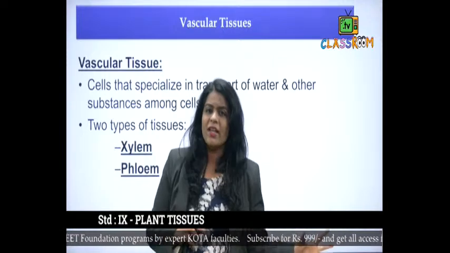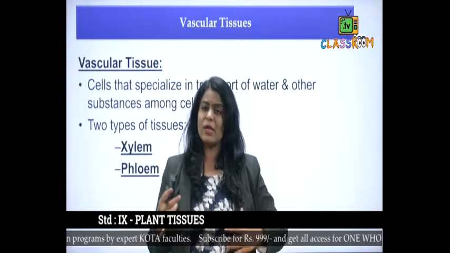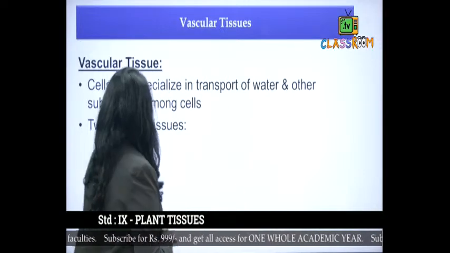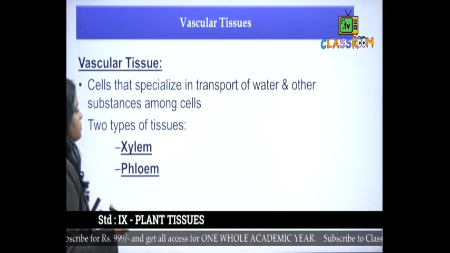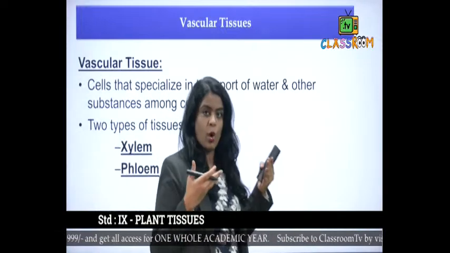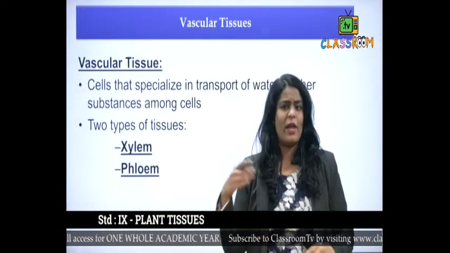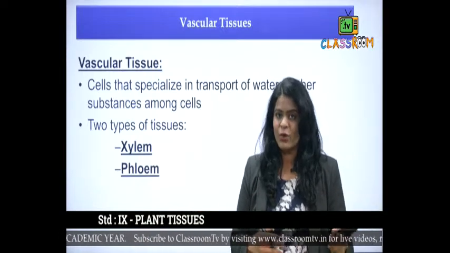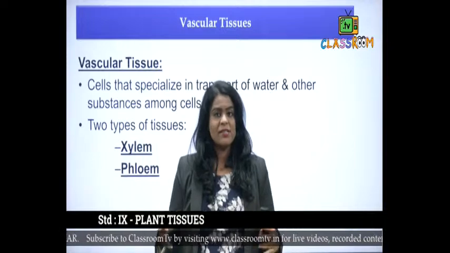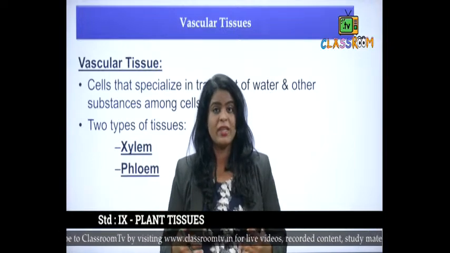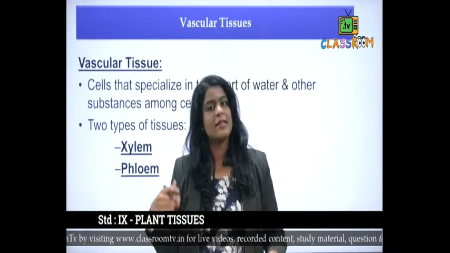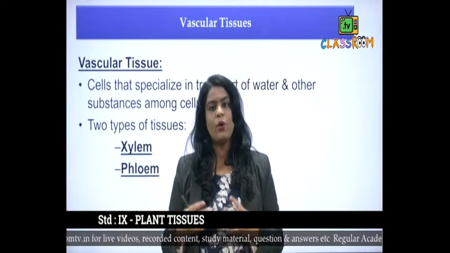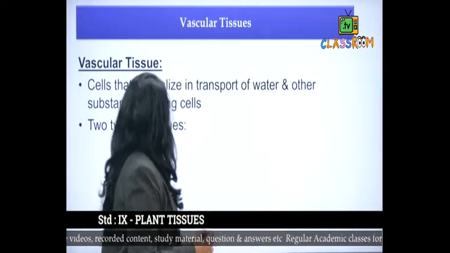Tissue. So earlier we have studied that ground tissue is non-vascular tissue, right? So what happens in vascular tissue? These are the cells that specialize in transportation of water and food. So where does transportation of water occur in plants and where does transportation of food occur? In plants, the tissue that does the transportation of water is xylem, whereas phloem helps in distribution of food to all parts of the plant.